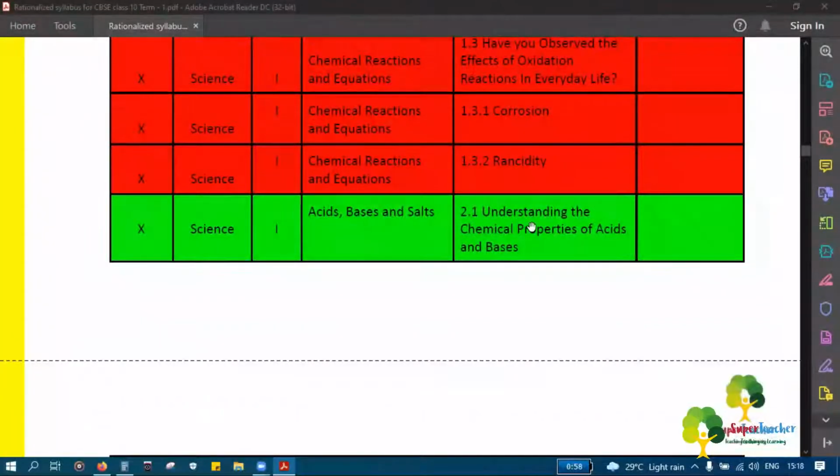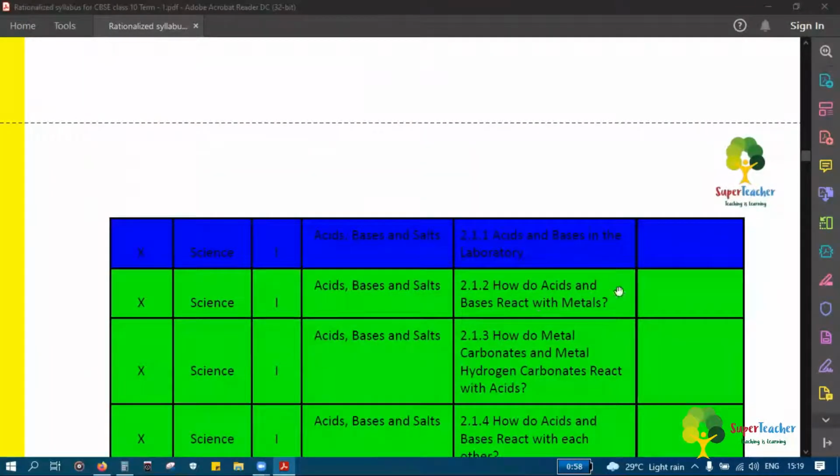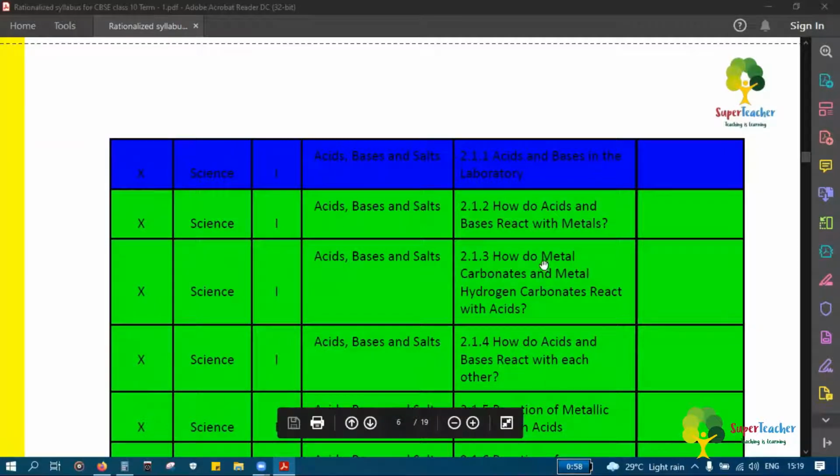Coming to the next chapter, which is acids, bases and salts. Here you can see that acids, bases in the laboratory, this concept is not mentioned by CBSE, but without it we cannot discuss how acids and bases react with metals, and other consecutive concepts cannot be discussed without this one. So that's why we just left it as uncertain.